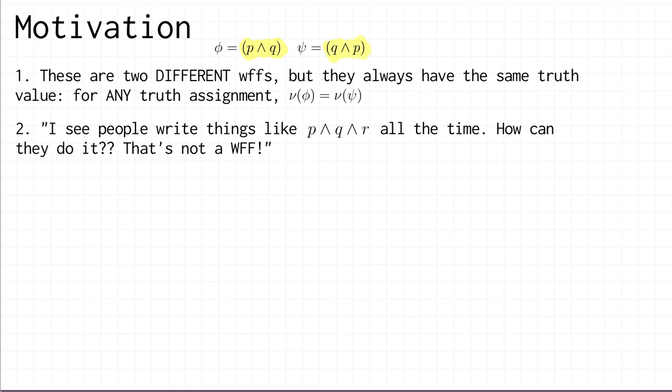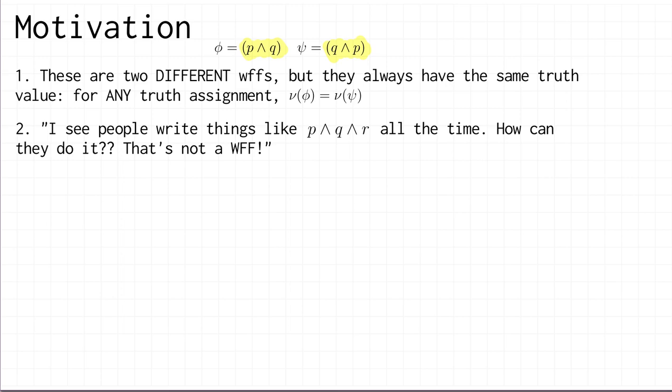Now those are two different well-formed formulas, because a well-formed formula is just a collection of our logical symbols, and those are different collections of logical symbols. But they have a special logical property, which is that they always have the same truth value, in the sense that if you have any truth assignment whatsoever on the variables P and Q, then the truth value of P and Q is the same as the truth value of Q and P. So they're not the same formula, but they always have the same logical value.